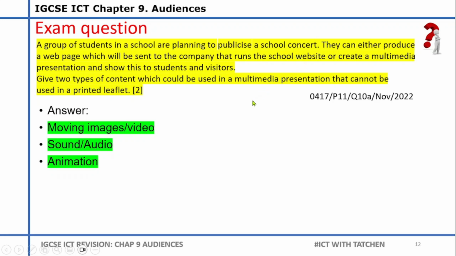They can either produce a web page which will be sent to the company that runs the school website, or create a multimedia print and show it to students and visitors. Give two types of content which could be used in a multimedia print that cannot be used in a printed leaflet. It could be moving images, you could have a video clip and all those things. You could have sound, audio, animations, and the rest. So these are just easy takeaway points.